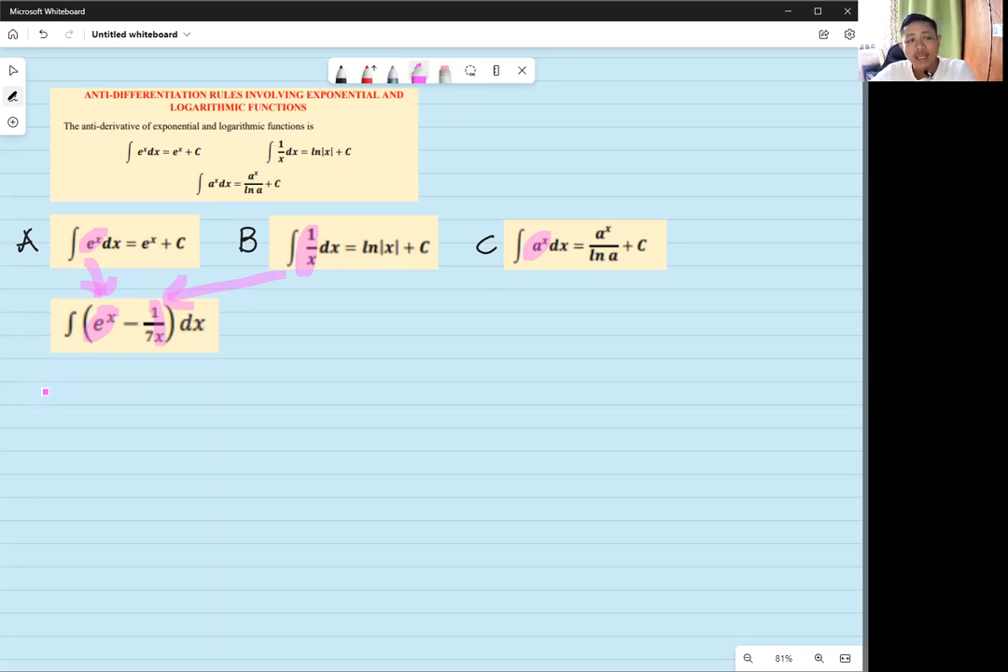But sir, in letter B, it's just 1 over x. In our given, it is 1 over 7x. What should we do with the 7 in the denominator? What should we do with the 7 in that denominator? Sige nga. In letter A, there's no problem because we'll just apply this. Okay, this one has no problem. This one has the problem because there's a pesky 7 there. What will we do with that 7?